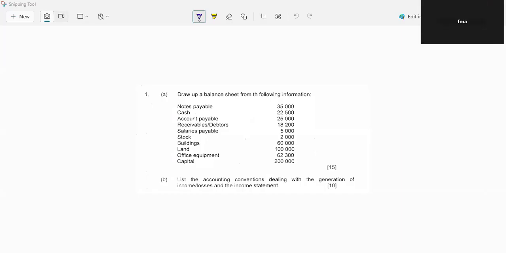A trial balance is a list of debits and credits. But a balance sheet is a financial statement which shows what you have at that moment, assets and liabilities. It tells you the financial position of the company. Remember the accounting equation: assets equals capital plus liabilities.